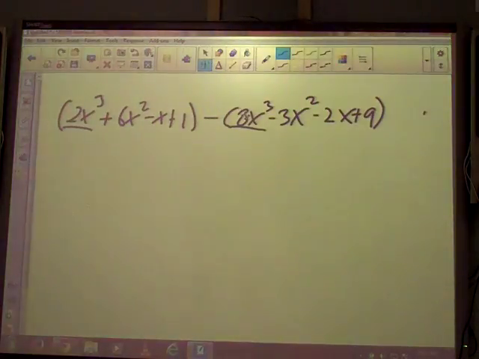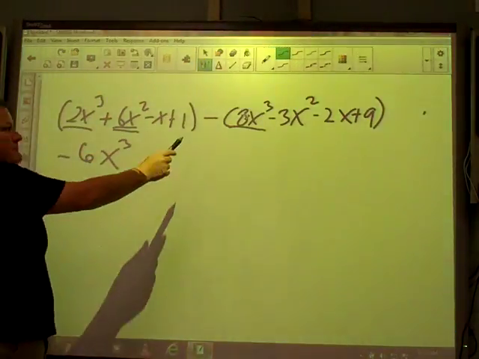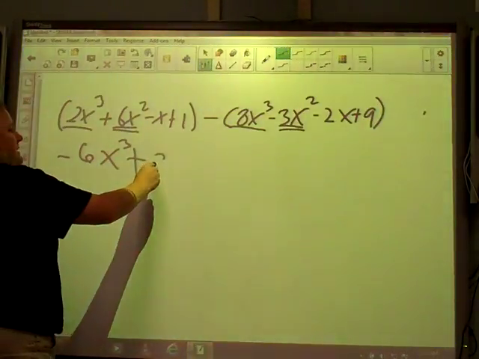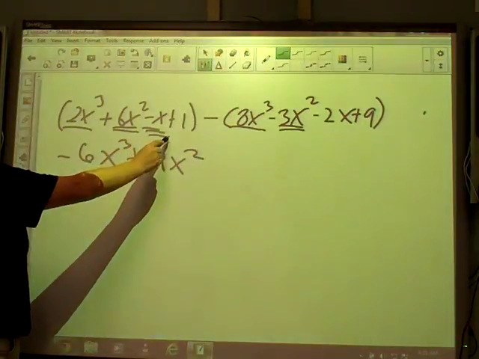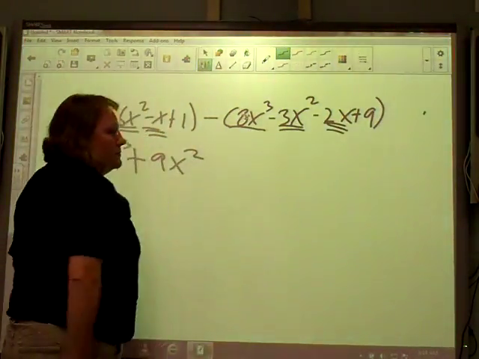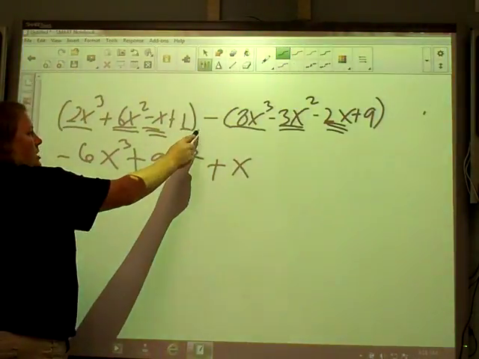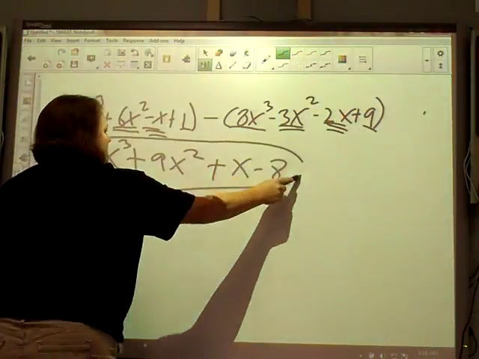Alright, on my x cubes, 2 of them minus 8 of them. 2 minus 8, negative 6 of them. Very good. On my squares, pay attention to your signs. 6 minus negative 3, plus, good, positive 9x squared. On my x to the first, negative 1 minus negative 2, plus 1, positive 1x. Good. And then on my constant, 1 minus 9, negative 8.